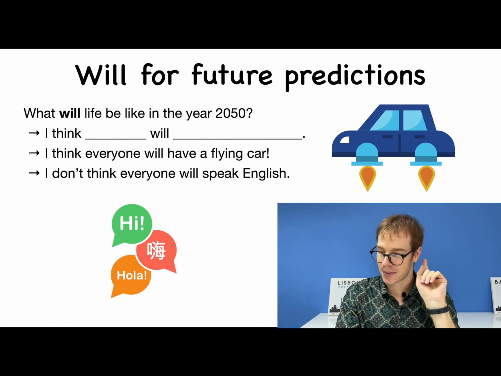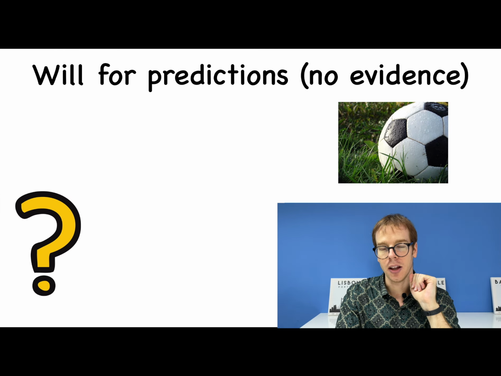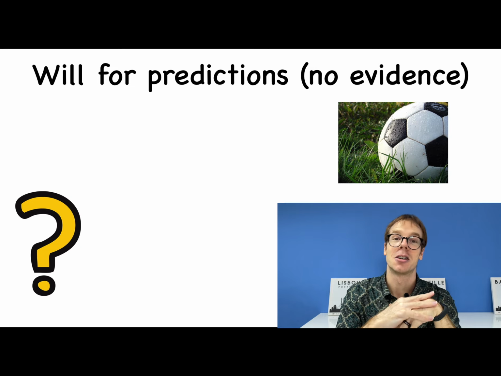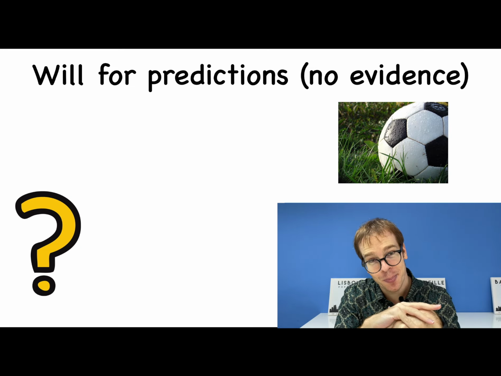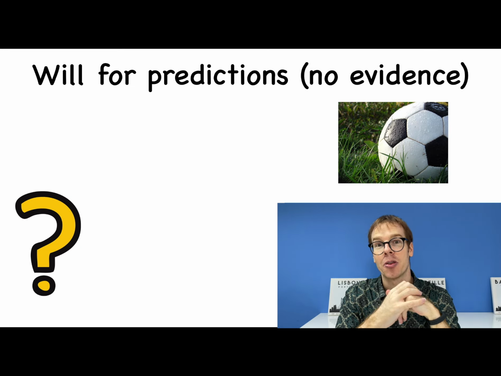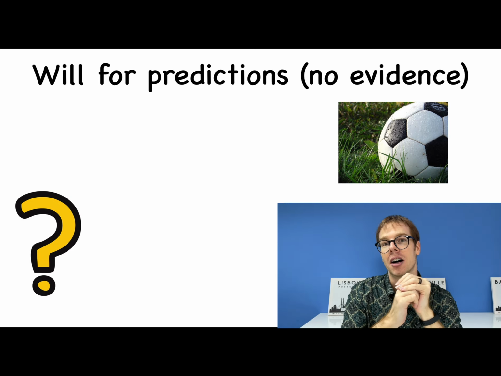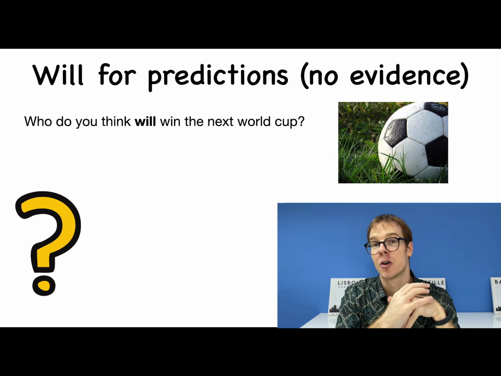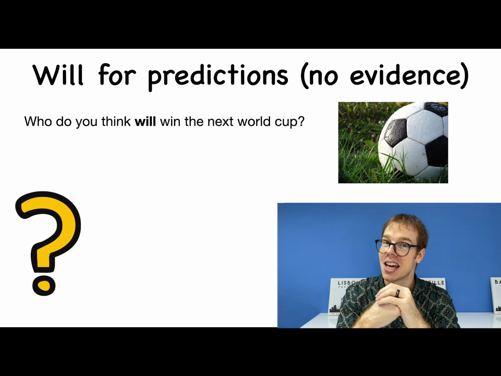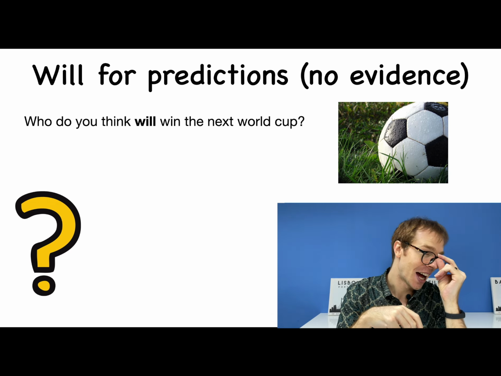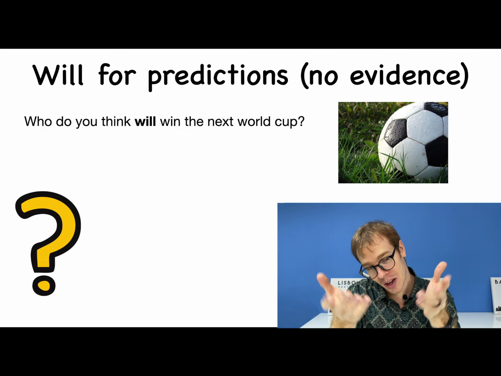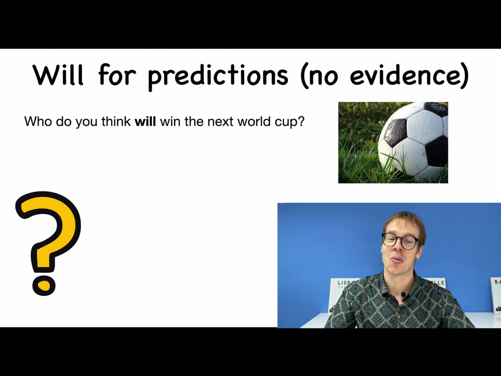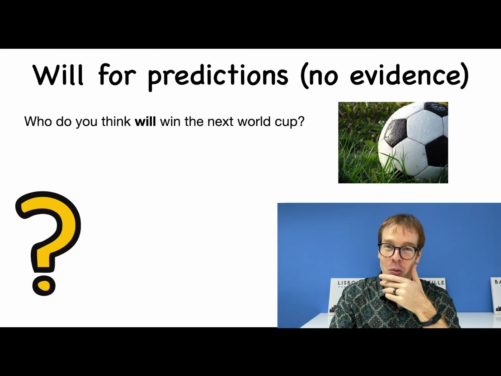Okay, so second example for will, we can also use will for predictions that aren't in the far future, not 2050. I can do a prediction about the weather. I can do a prediction here about a sport. For this sport, this is football, or Americans, we say soccer. And I can ask you, right, who do you think will win the next World Cup? Who do you think will win?